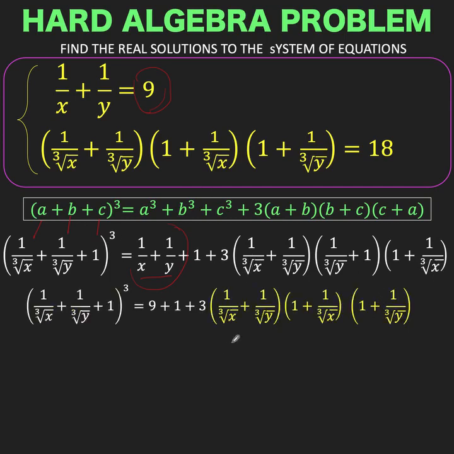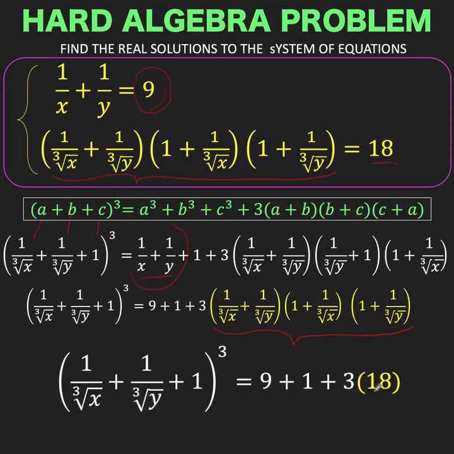Another thing that we can notice is that from here all the way here, that is just the same as this part here. And therefore, we can replace this with 18. And therefore, the right side are all now integers. So we have 9 plus 1 plus 3 times 18. Because this 1 over x plus 1 over y becomes 9 based on the first equation. And this factor in color yellow is equal to 18 based on the second equation.